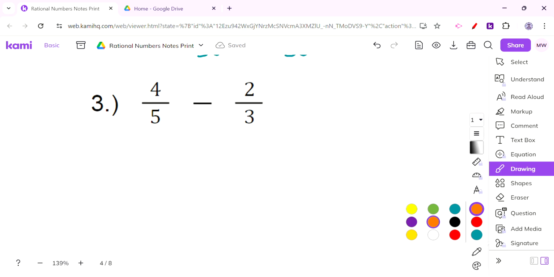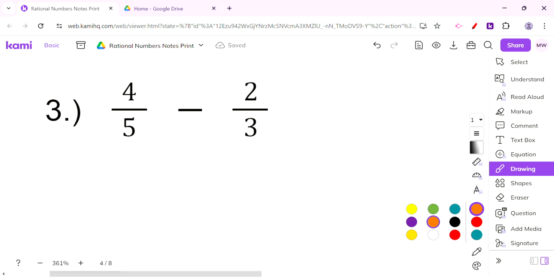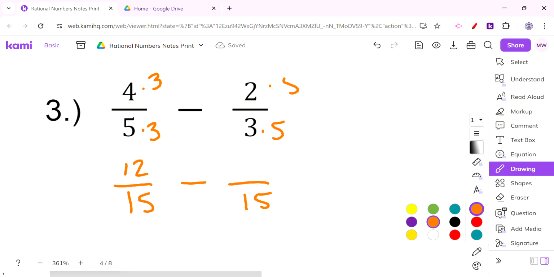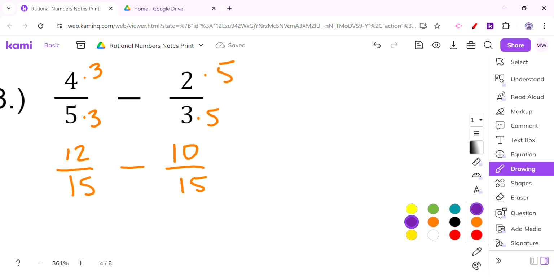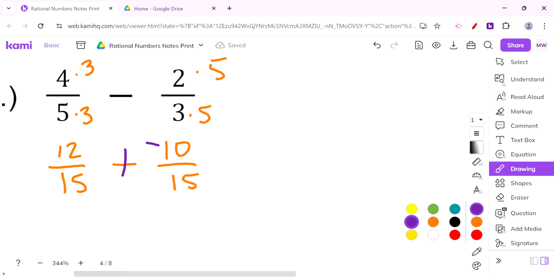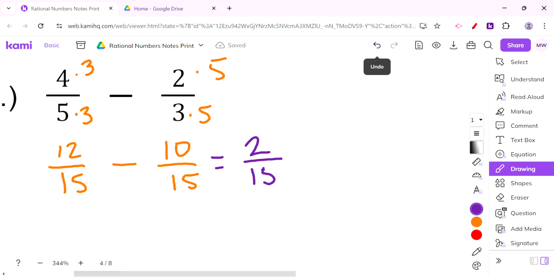All right, number 3 here. Our common denominator is 15. 5 times 3 is 15. 4 times 3 is 12. 3 times 5 is 15. 2 times 5 is 10. You can just subtract 12 minus 10. You don't have to do keep, change, change. If you want to do keep, change, change, you can. But you will still end up with 12 minus 10, which is 2 over 15.